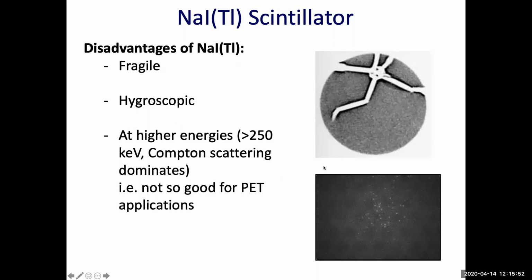At higher energy, above 250 keV, Compton scattering dominates, and this is not good for PET application. Because PET application uses 511 keV, this kind of crystal cannot be used in a PET scanner. It's used in gamma camera only.